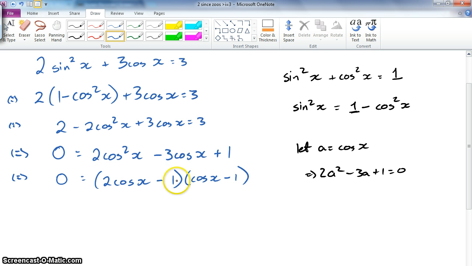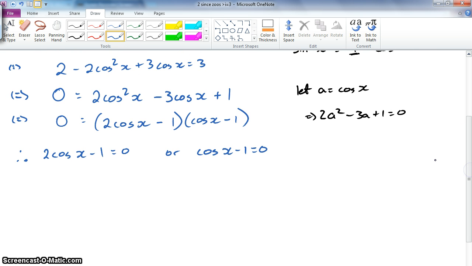What have I got now? 2 terms being multiplied together equaling 0. That's a chance for the null factor law to come into play. So either 2 cosine x minus 1 equals 0, or cosine x minus 1 equals 0. Simplifying those, I've got 2 cosine x equals 1, so cosine x equals a half, or over on the right hand side there I've got cosine x equals 1.